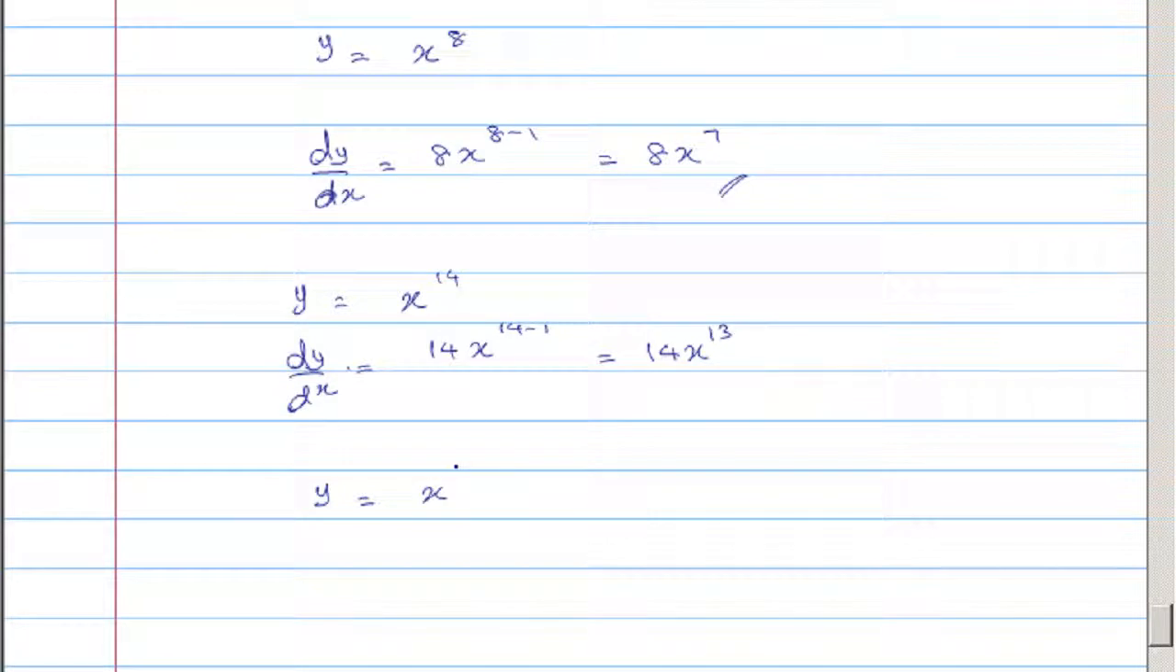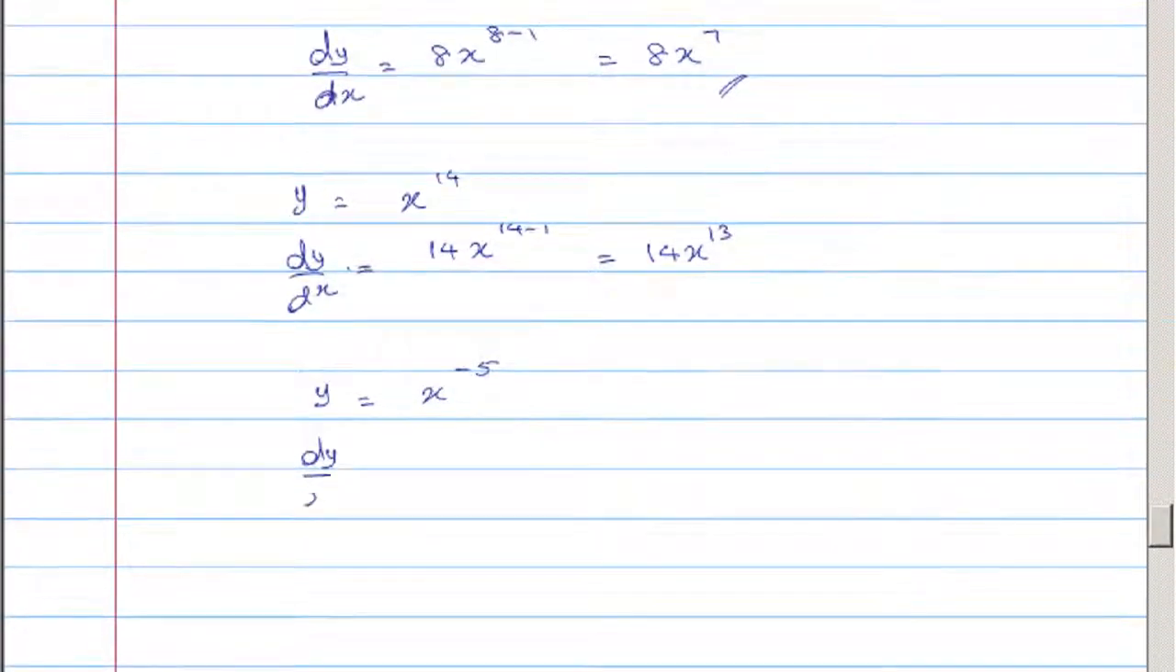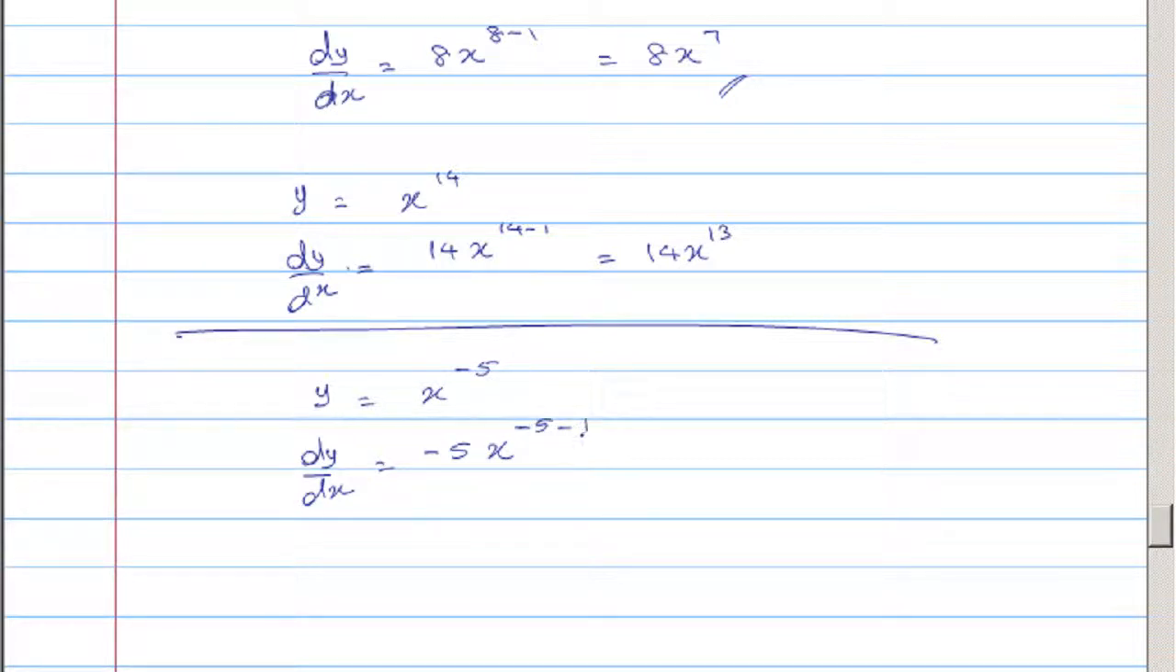So let's say I have x to the power minus 5. In this case, dy over dx would be equal to, bring the power to the front, so that's minus 5 x to the power, and make sure you do not make the mistake of writing this as x to the power minus 4, because we are reducing the power. So that's minus 5 minus 1. So this becomes minus 5x to the power minus 6.